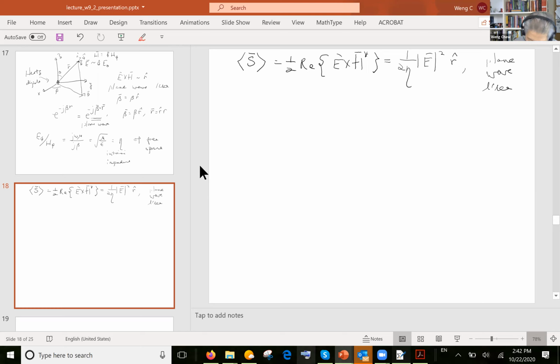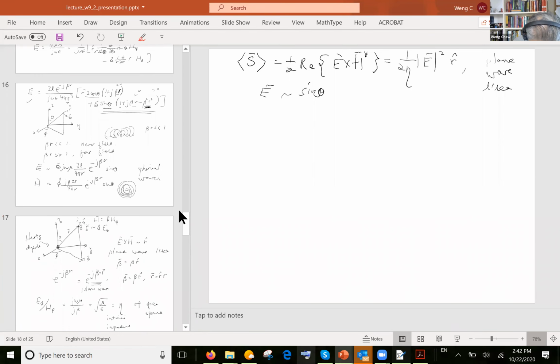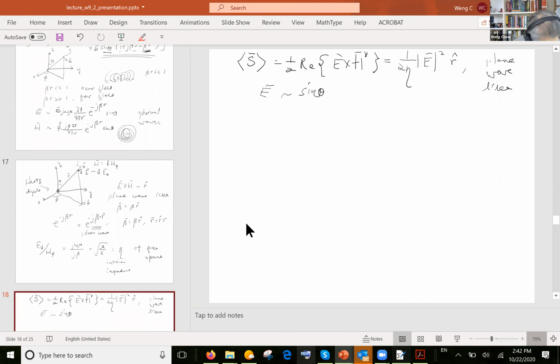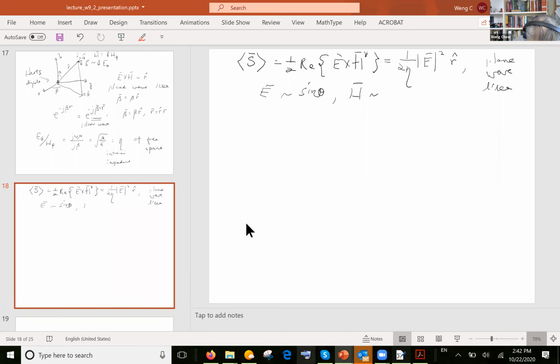Which means that the Poynting vector, the time average one, actually becomes like that of a plane wave. And we have learned that E is proportional to sine theta before. We showed that E from here is proportional to sine theta. H is also proportional to sine theta. And then E cross H conjugate is going to be proportional to sine squared theta.